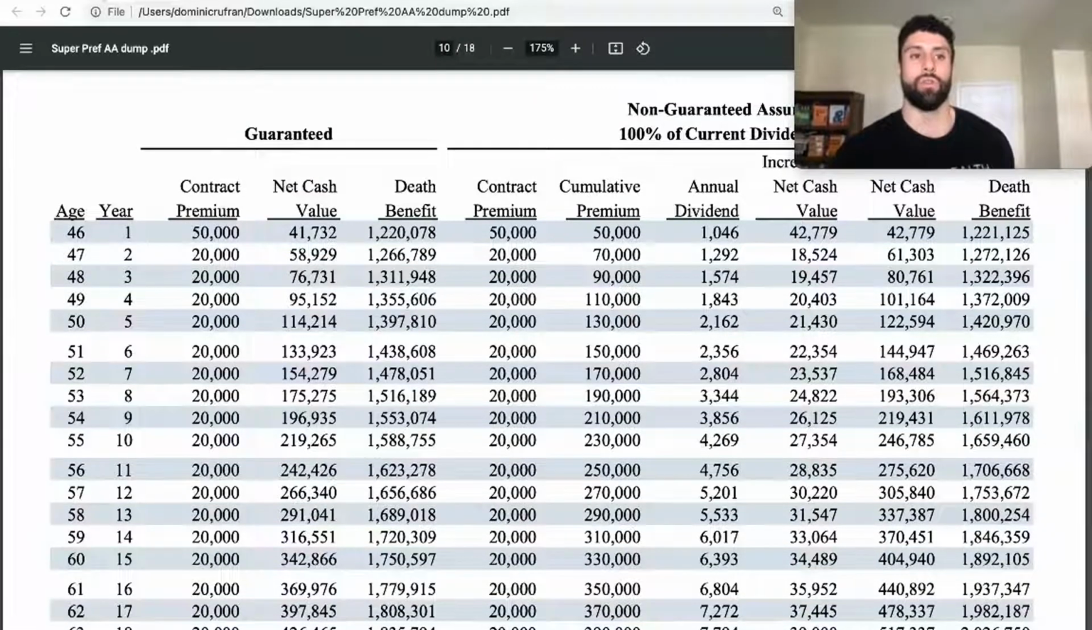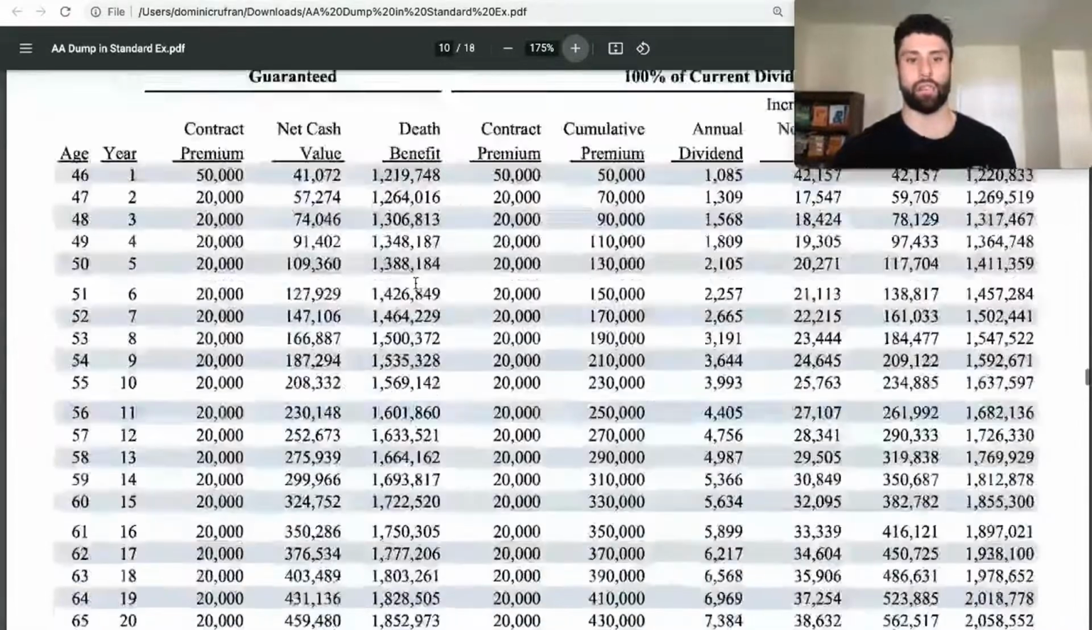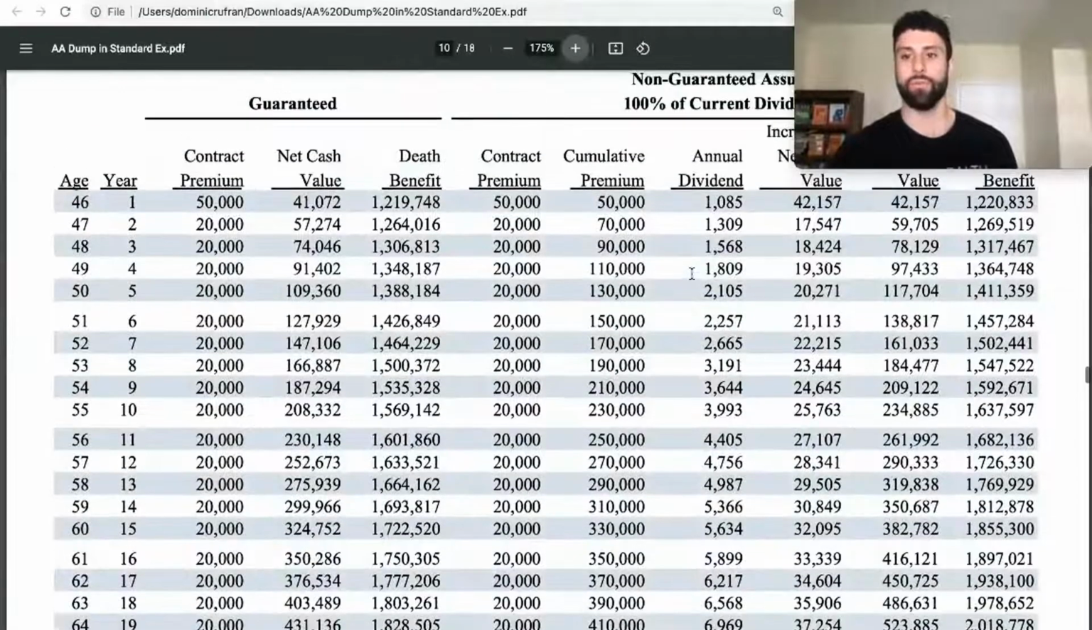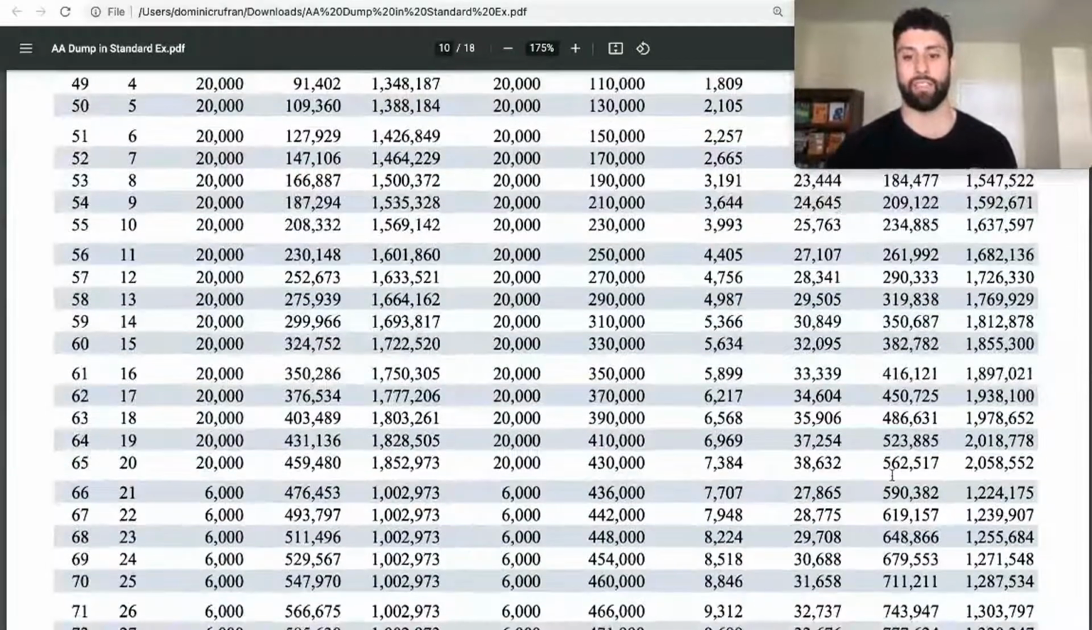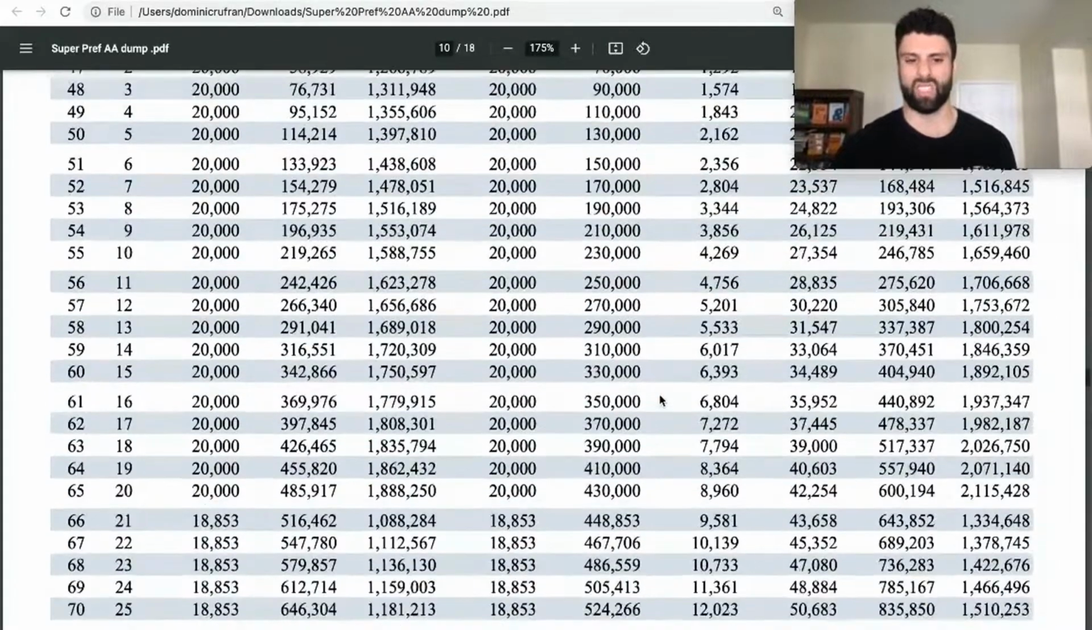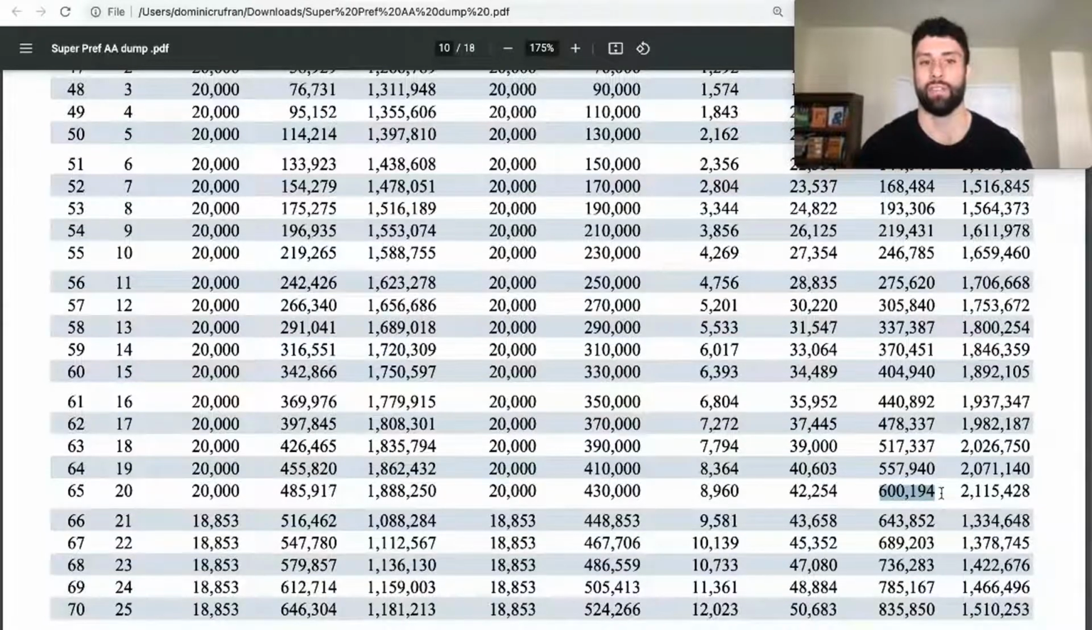But if I come over to this column, which is a standard policy, you see that it has 42,157. So it's not a drastic difference. But if I scroll down and we look at age 65, we'll be able to see that over a period of time, it makes a little bit more difference. So there's $562,000 here, and then we come over to the super preferred, and then we come down to age 65, and we'll see that there's $600,000. So because of the health rating, it gives close to a $40,000 difference in overall cash value, which is why getting a health rating is super important.